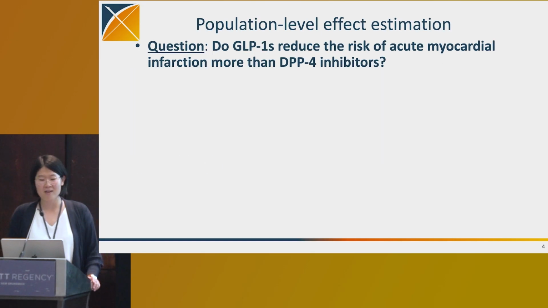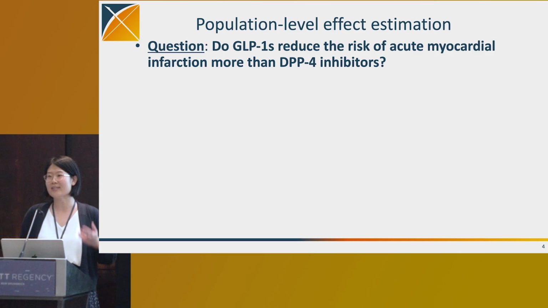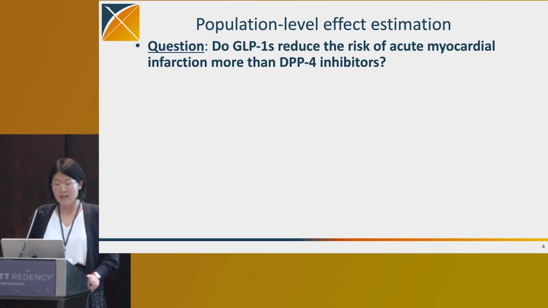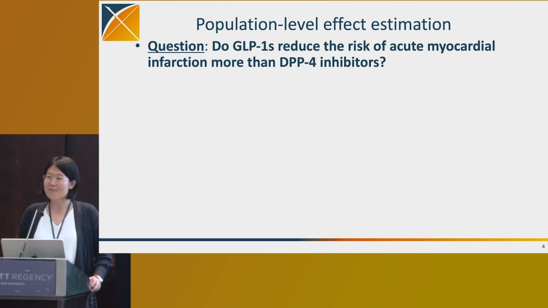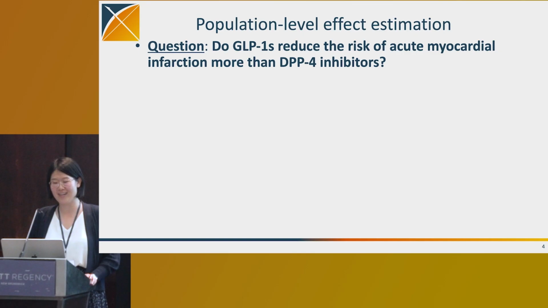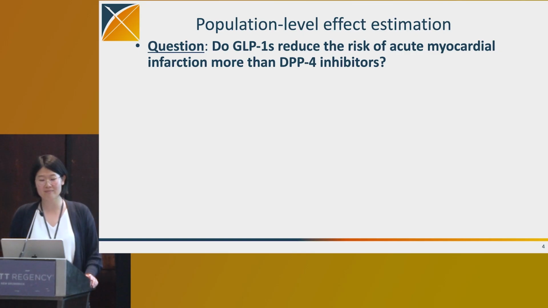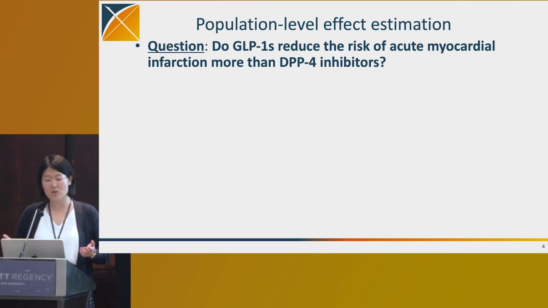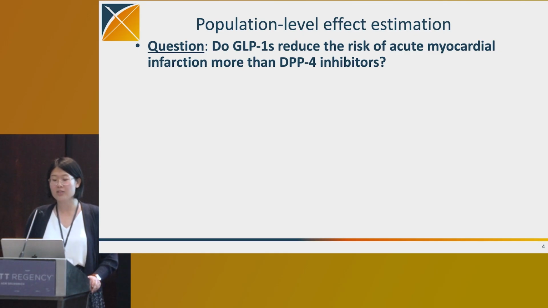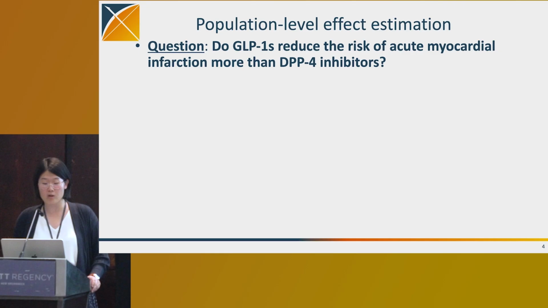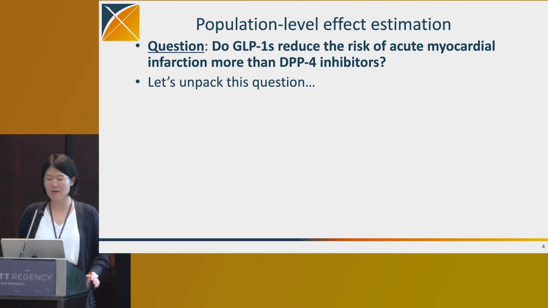Great. All right, so let's now more formally state what exactly is our research question. And here's what I propose. You're going to study with me today in this 45 minutes and also in the interactive session that's towards the end of the tutorial. So we want to know, do GLP-1 receptor agonists, or we just call it GLP-1s for short, reduce the risk of acute myocardial infarction more than DPP-4 inhibitors? There's a lot going on, so let me unpack this question a bit further.